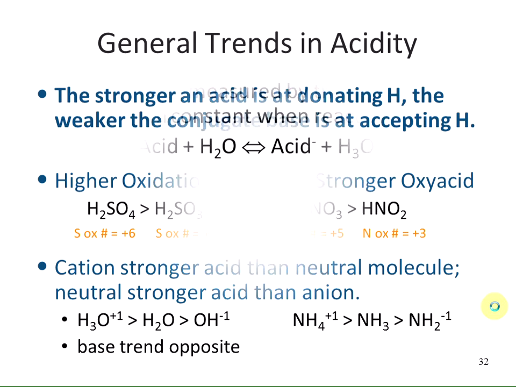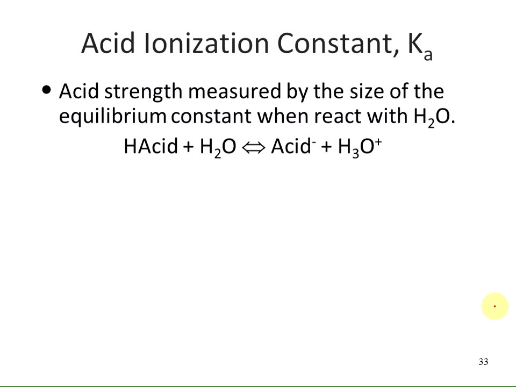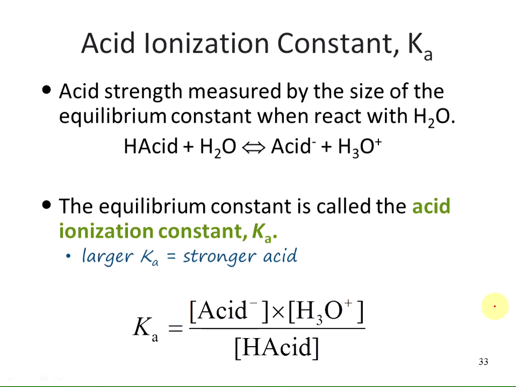The acid strength is measured by the size of the equilibrium constant when the acid reacts with water. And the equilibrium constant is called the acid ionization constant, or the Ka. And the K still represents the equilibrium constant for the mass action equation, and it's still products over reactants. We're just indicating that it's an equilibrium constant for an acid by having the lowercase a next to the K. So you're just having that little a there to represent the constant associated with an acid dissociating.